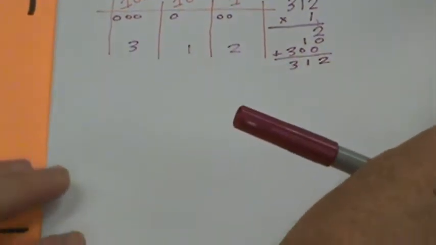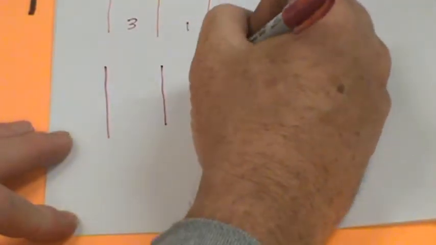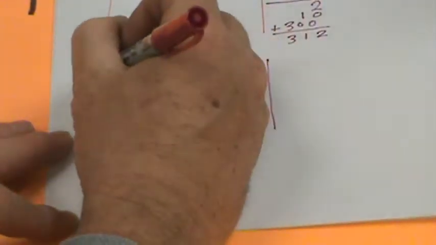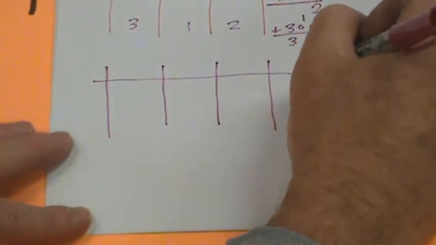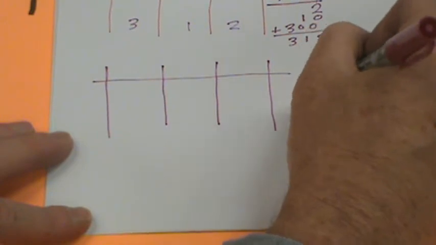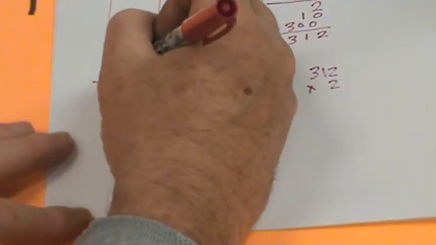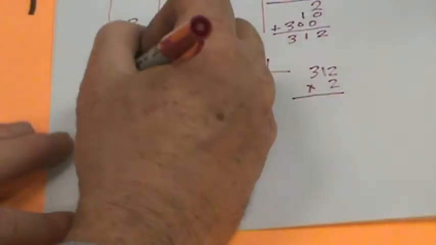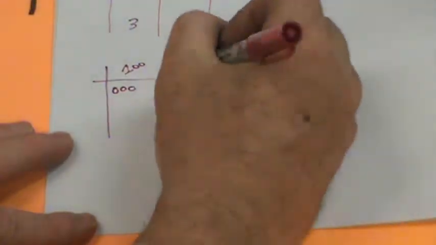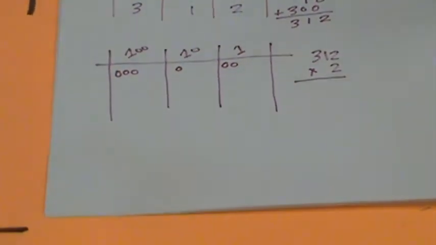Let's do another one down below. And this time we'll do 312 times 2. So my 1s, my 10s, my 100s. And we're going to do 312. We're going to set that problem up. 3 hundreds, 1 ten, and 2 ones. Okay? So what are we going to get? We're going to multiply this by 2.